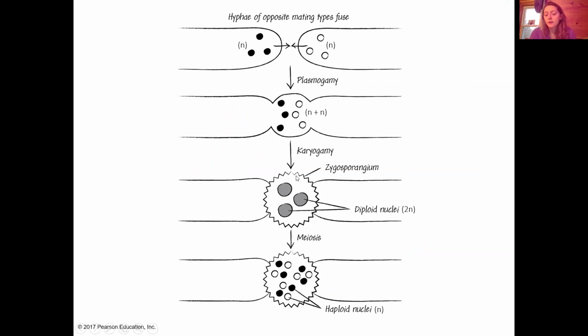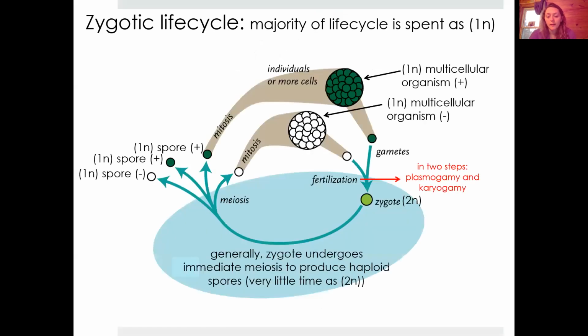And then via karyogamy, the N plus N fuse together to make diploid nuclei. It's 2N, and that's within a zygosporangium. It's not spores yet here. Those diploid nuclei are going to go through meiosis to become haploid nuclei that are then going to be the spores. So to show that here: fertilization, which is plasmogamy and karyogamy, come together, making that 2N zygote. The 2N zygote is going to undergo meiosis really quickly, happening in the zygosporangium, and then it's going to break up into those 1N spores of different mating types.